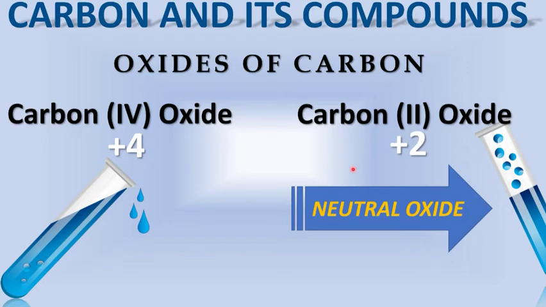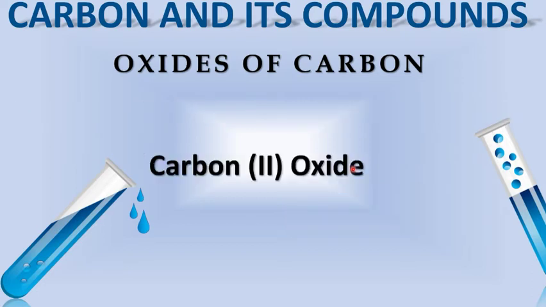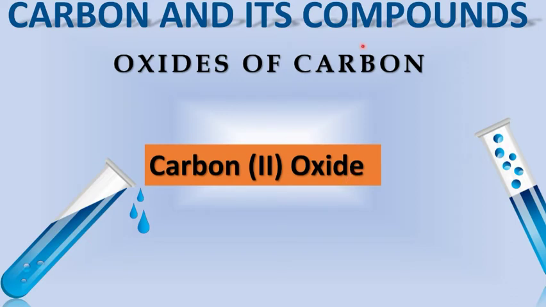Now, in this term, we are going to be beginning with carbon 2 oxide, and we'll find out some of the properties of carbon 2 oxide. Carbon 2 oxide, which is the lesser oxide of carbon, is very poisonous and it is a deadly gas. Now, we are going to see why in this short video.